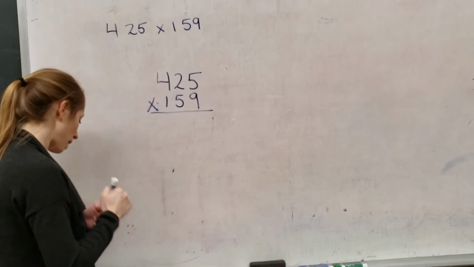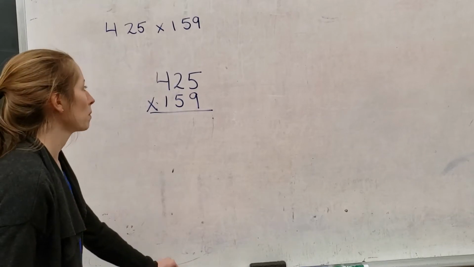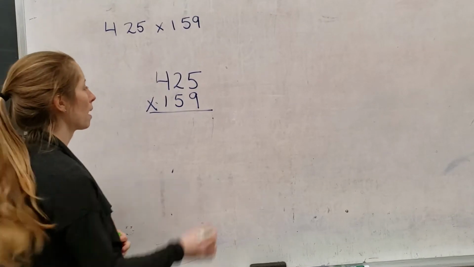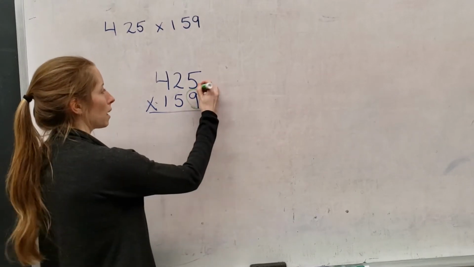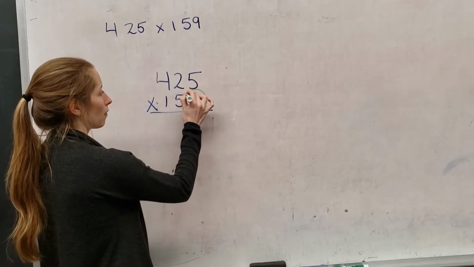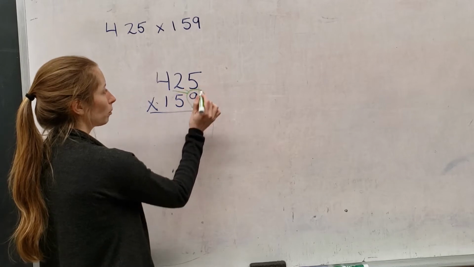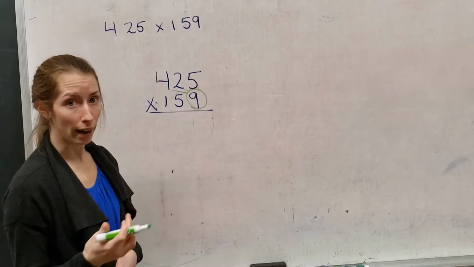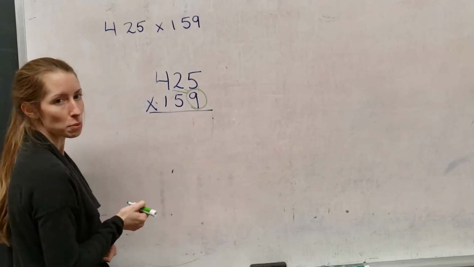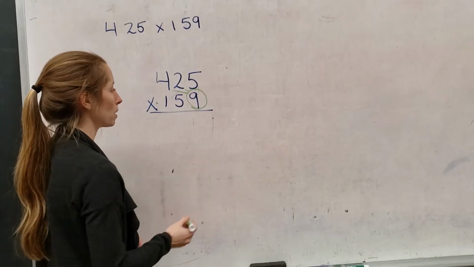Now when we're multiplying and we're using the standard algorithm, we work with one number at a time. So I'm gonna start working with this 9, and I'm gonna multiply this 9 by the 5, the 2, and the 4. So I'm gonna start with 9 times 5. I know 9 times 5 is 45, and because my 9 is in the ones place, I wanna put that 45 in the ones place.